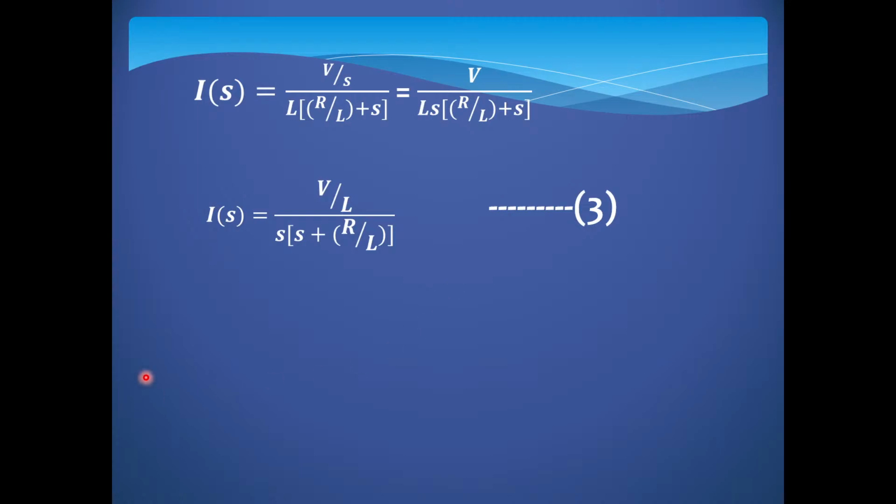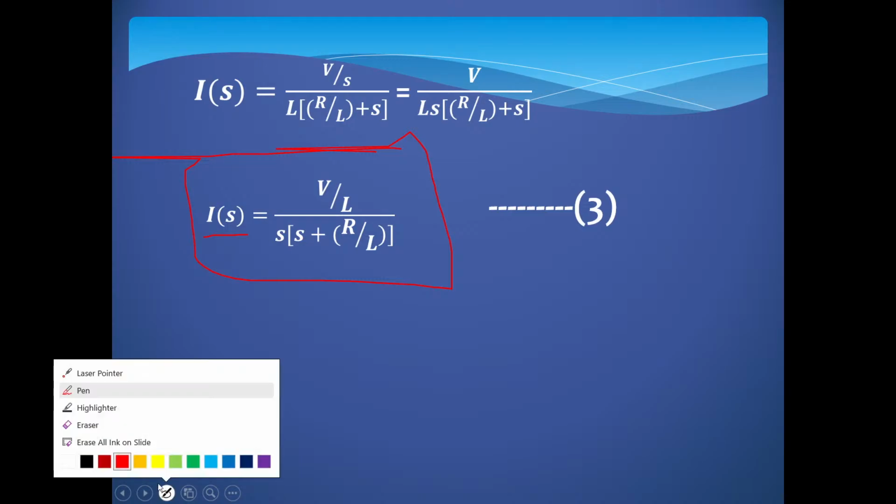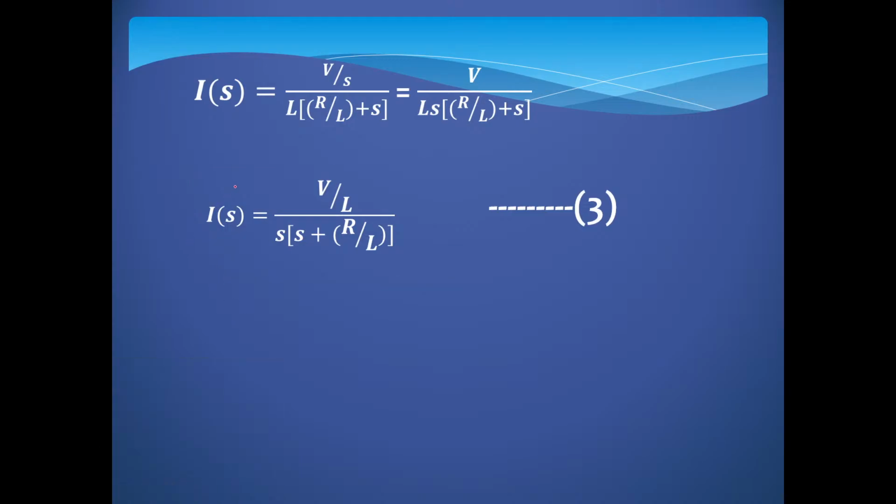Now let us proceed further. What is I of S? I of S is equal to V by L whole divided by S into S plus R by L. Now I want to simplify I of S, because I can't determine any numerical value from it as it is. I want to determine the current in the time domain, I of t. So I want to convert I of S into I of t.